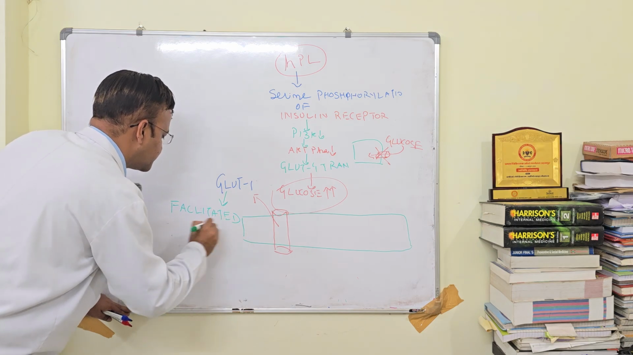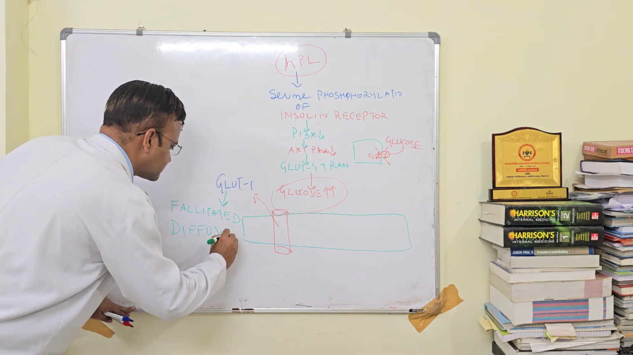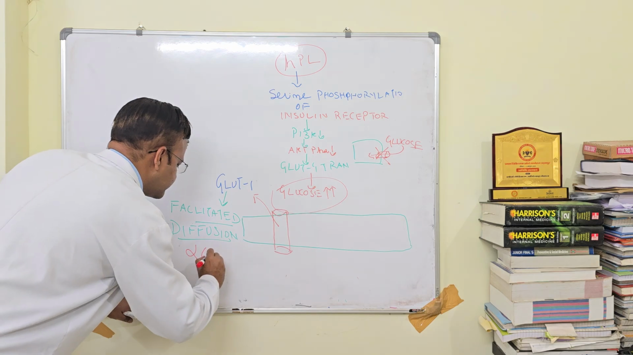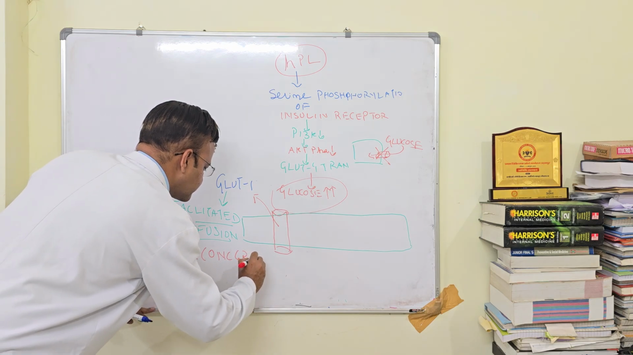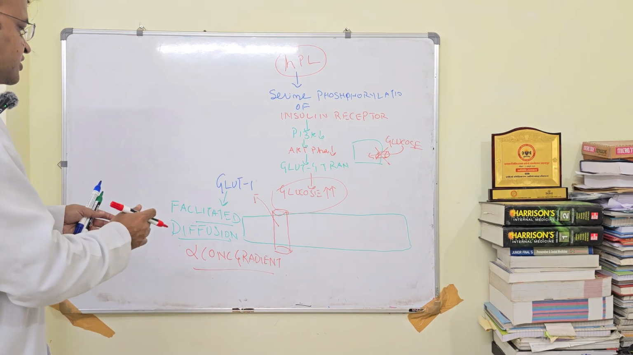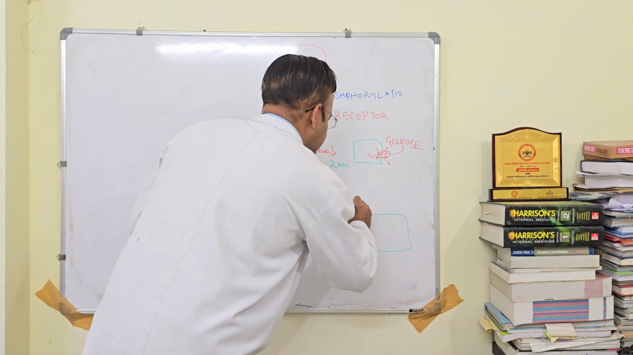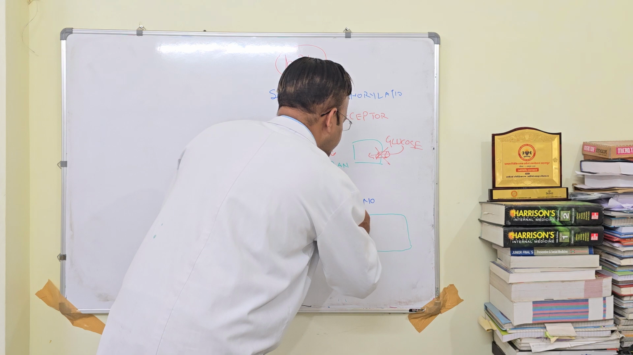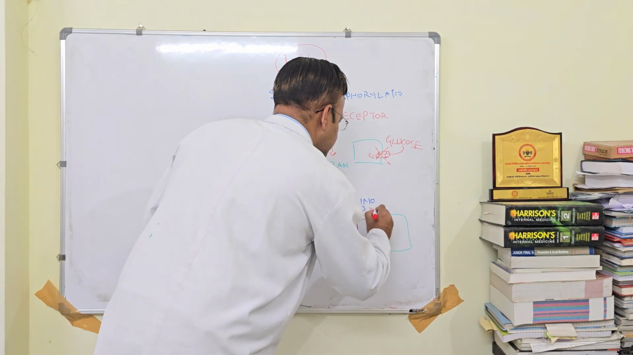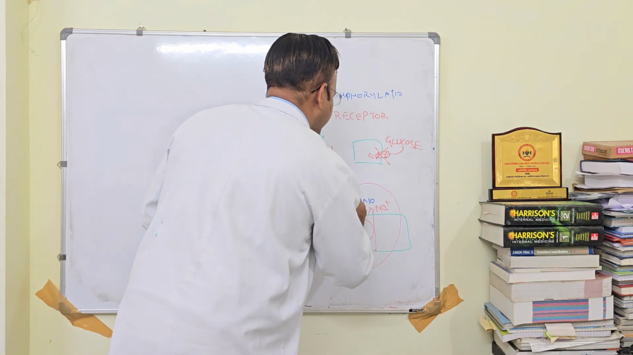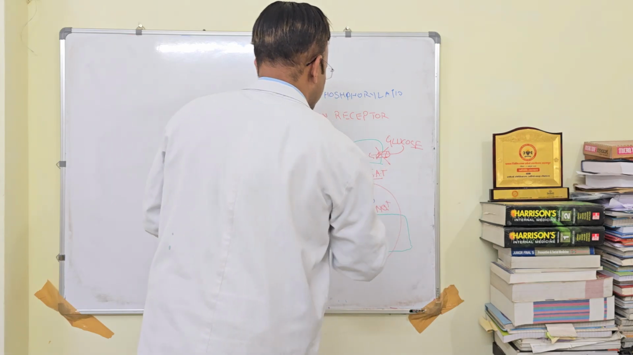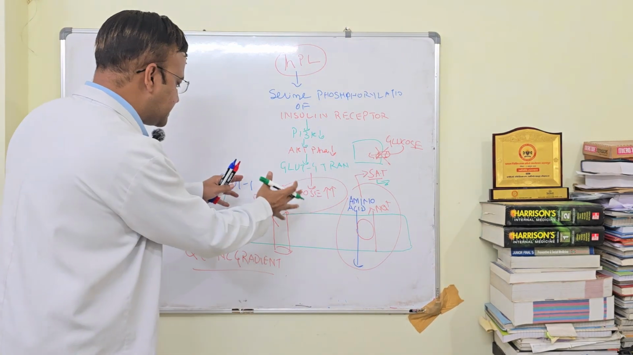Facilitated diffusion means it is directly proportional to your concentration gradient. If you compare it to other substrates which cross the placenta, say amino acids: amino acids cross the placenta through secondary active transport. They go inside in exchange for sodium coming outside, so it's a kind of secondary active process, and it is tightly regulated. But you don't see that kind of tight regulation over here.